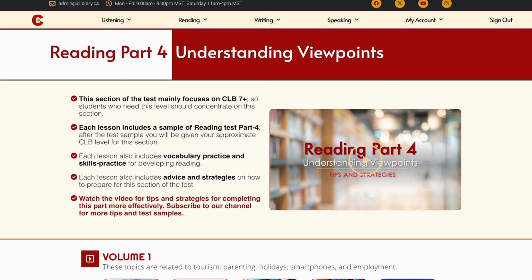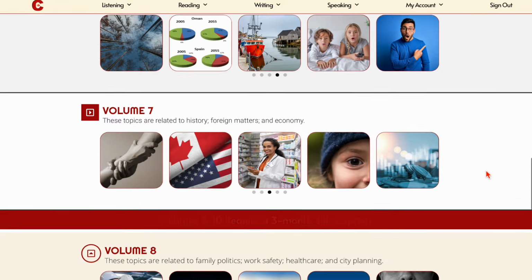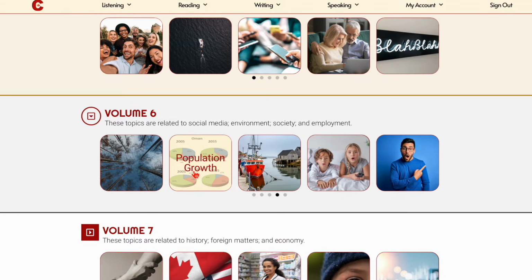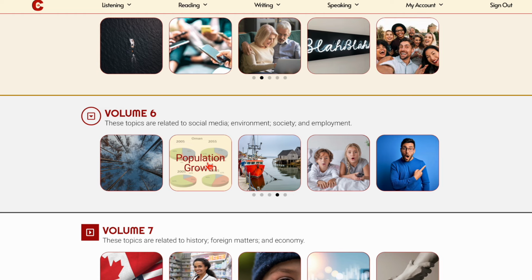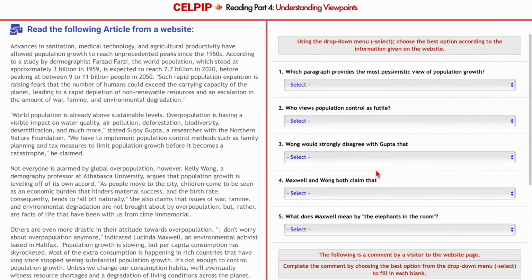Today we are going to be doing a sample from volume 6, Population Growth. So let's get started. I am going to be utilizing some of those tips and strategies in that guide. Here we have our reading on the left and our questions on the right, very similar to the way that the exam format is.